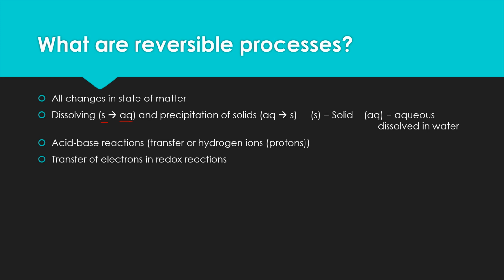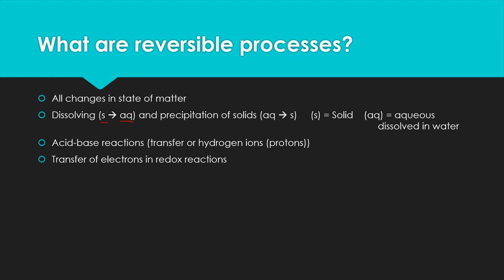So that process is definitely reversible depending on if we're adding water to dissolve it or taking away water to precipitate it. Some other ones that we get more into when you get to higher levels of chemistry are acid-base reactions, which basically are the transfer of hydrogen ions, which we call protons, or the transfer of electrons during what are called redox reactions, which is basically when we transfer those electrons to create ionic compounds or do combustion, things like that.